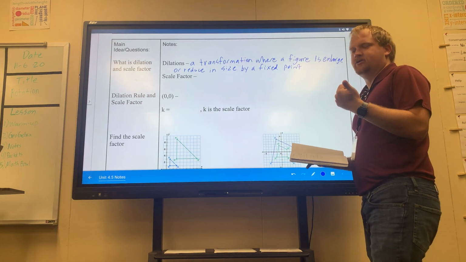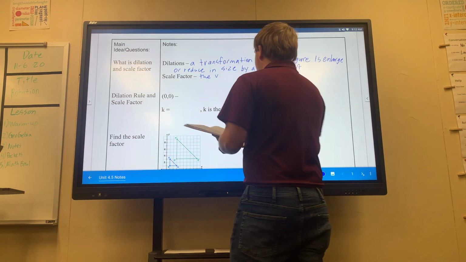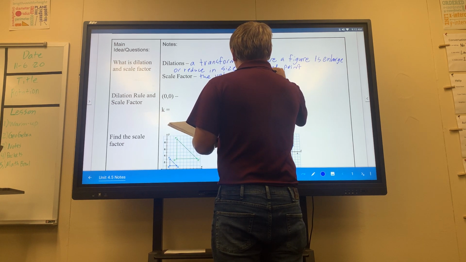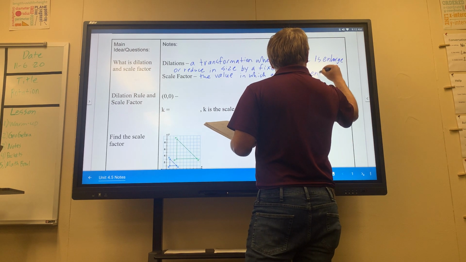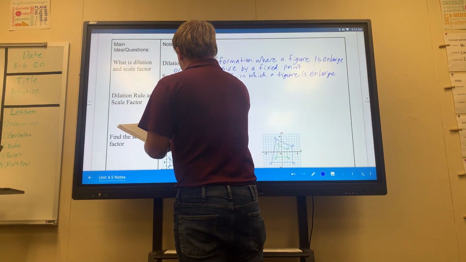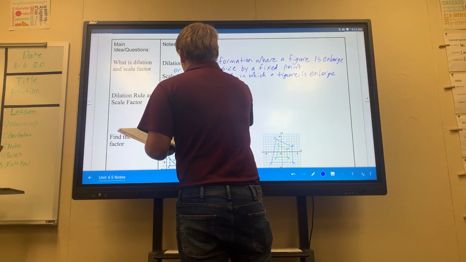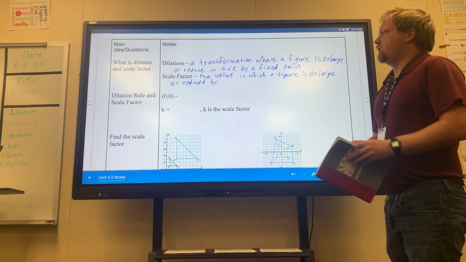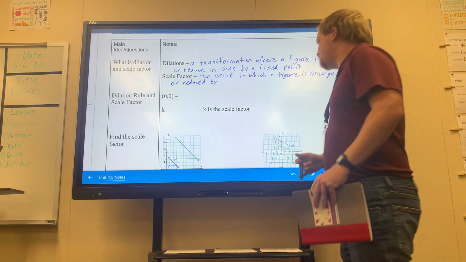However, we do have a scale factor. And what the scale factor is, is the value in which a figure is enlarged or reduced by. Okay? So typically, a scale factor is going to tell you if it's going to get bigger or if it's going to get smaller, but it tells you by a certain factor.